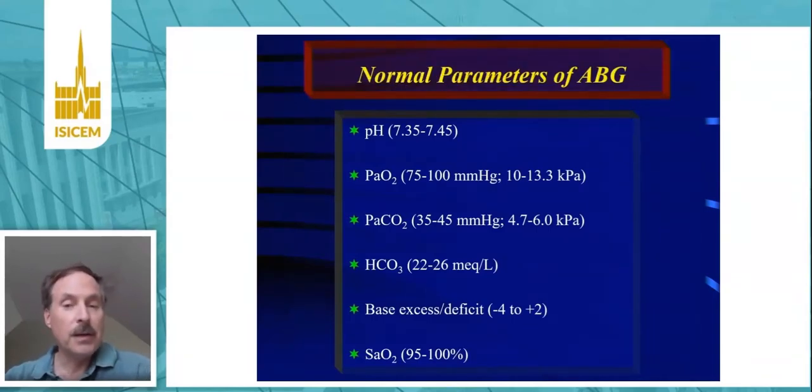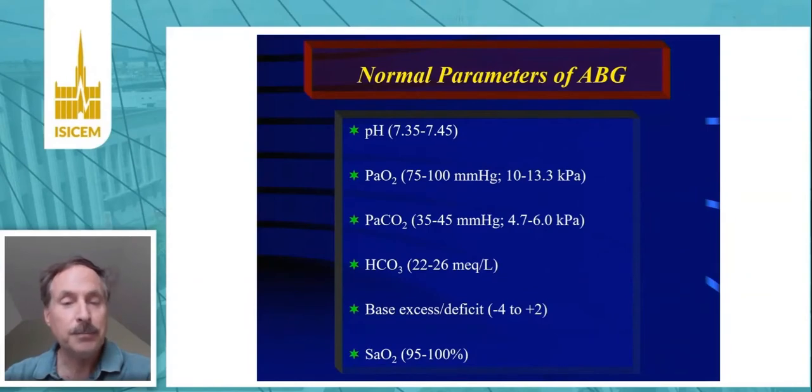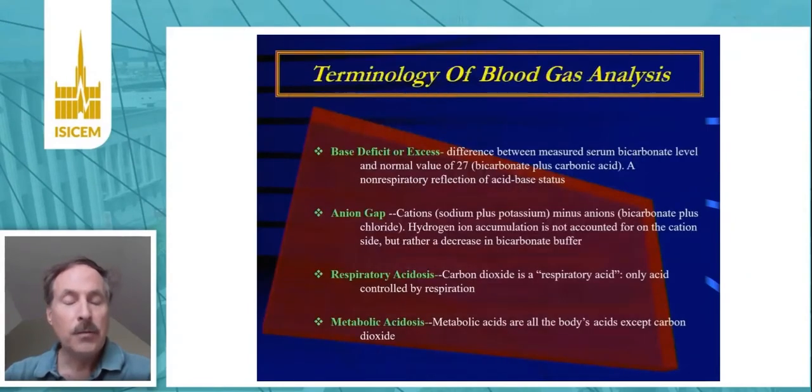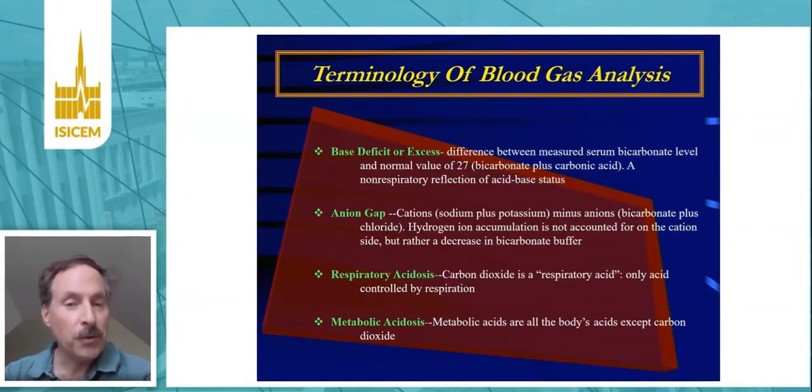Before you are some of the common normal values of the indices that we usually get with arterial blood gas. You probably are very commonly aware of them. Some of the other terminology with respect to the blood gas are the base deficit or excess, which is the difference between measured serum bicarbonate and the normal value of approximately 27. It is a non-respiratory reflection of acid-base status.